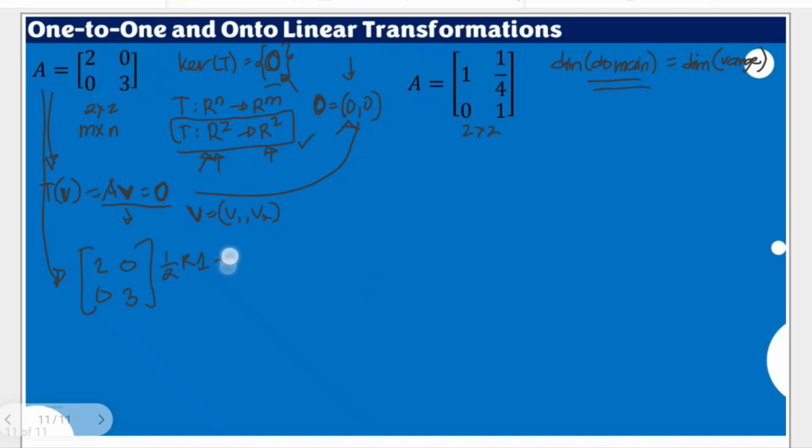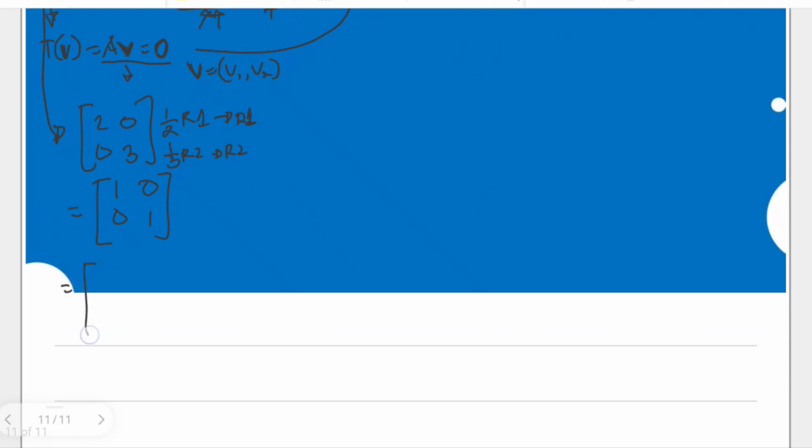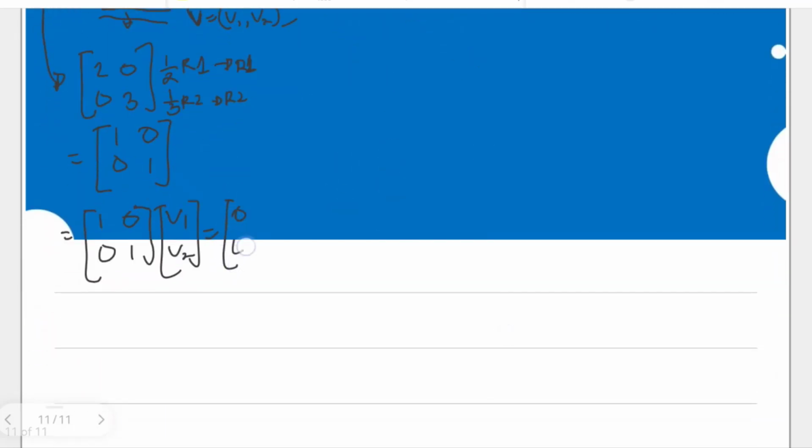So again, let's just do that. We're also going to multiply 1/3 to row 2. By the way, this is row 1, row 2. So we have 1, 0, 0, and 1. This is now our reduced row echelon form for our matrix A. Going back to this, we have 1, 0, 0, 1. We multiply our vector v, v sub 1, v sub 2, which must equal our zero vector in R^2. By multiplying that, we get v sub 1 equal to 0 and v sub 2 equal to 0 as well.